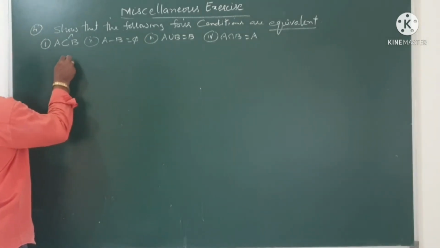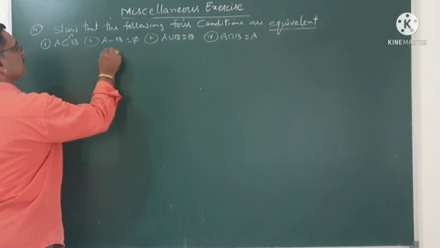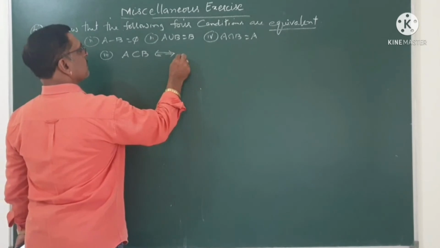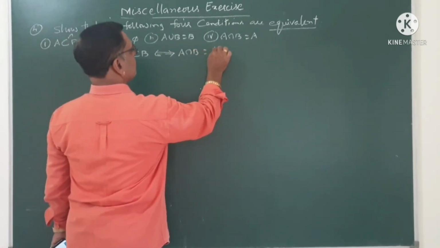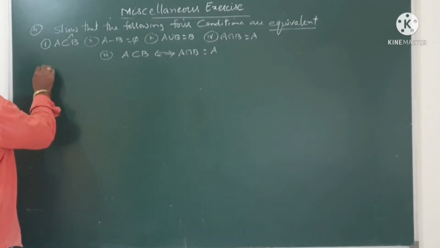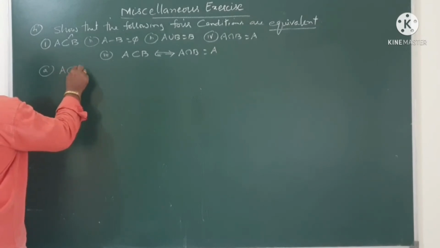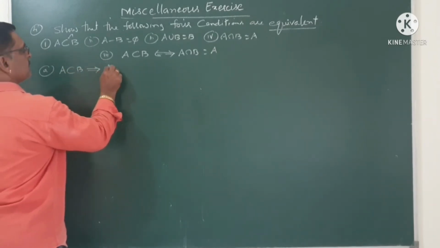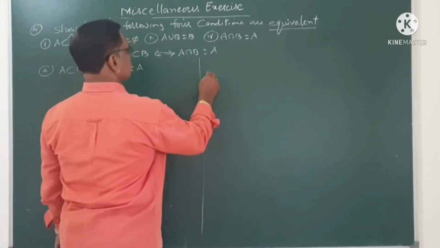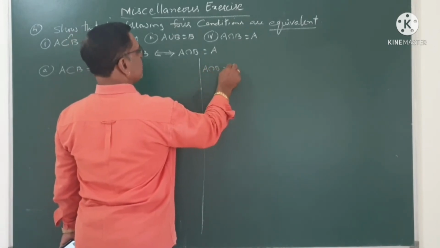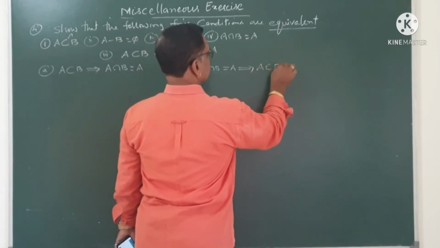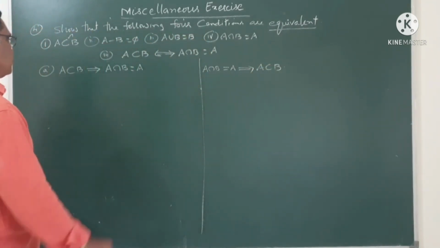Next, third one. A is a subset of B implies and is implied by A intersection B is equal to A. Here also we have two parts. Number 1, A is a subset of B implies A intersection B is equal to A. And second part is A intersection B is equal to A implies A is a subset of B. Two cases. So case 1.